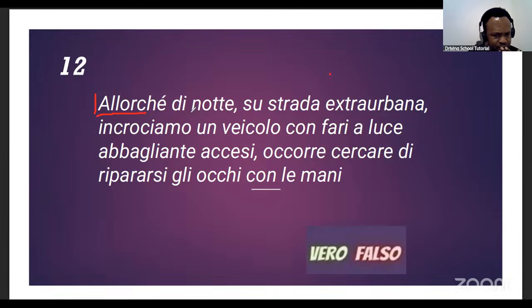Then my question to Mr. Frank should be, please, what is allorché di notte? If it is this word that I don't understand, or this one here, my question should be, what is su strada extraurbana? What is the meaning of incrociamo? So these are the things you need to understand by trying to break them down one after the other to help your understanding.